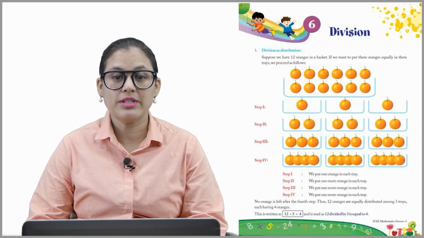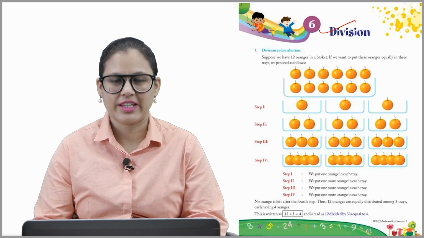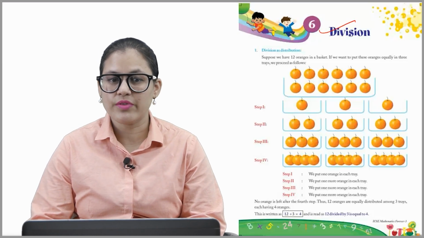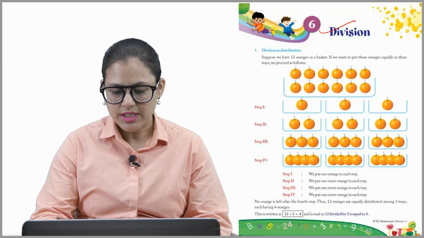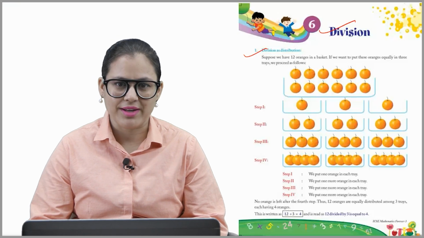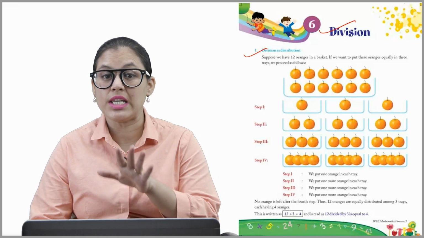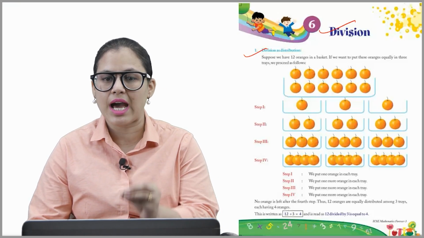Let's start today's chapter, division. Division, number 1, division as distribution. Suppose we have 12 oranges in a basket. If we want to put these oranges equally in 3 trays, we proceed as follows.